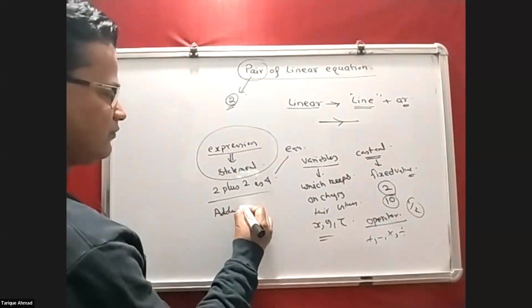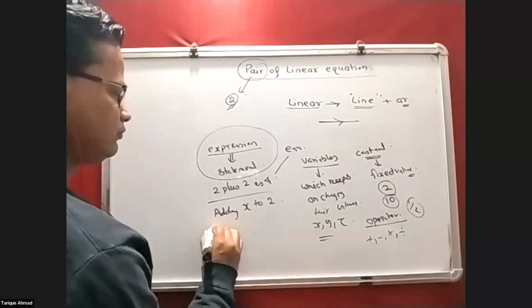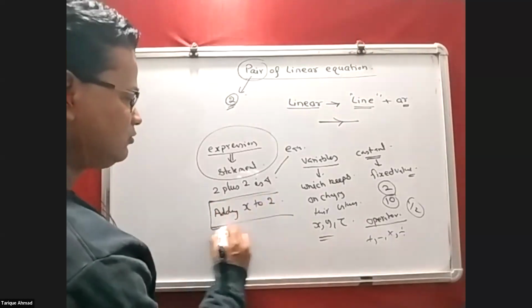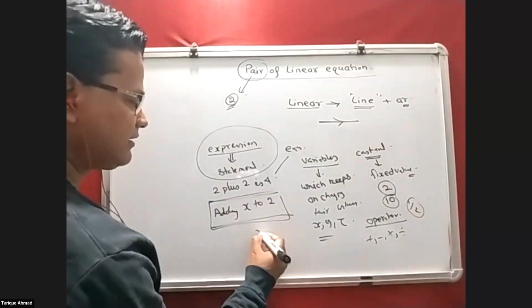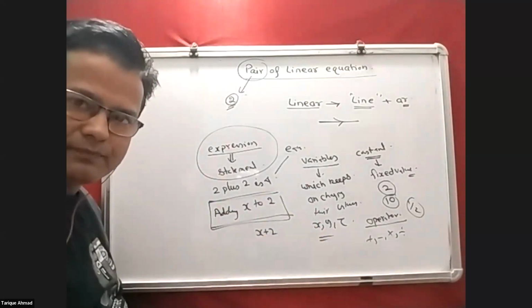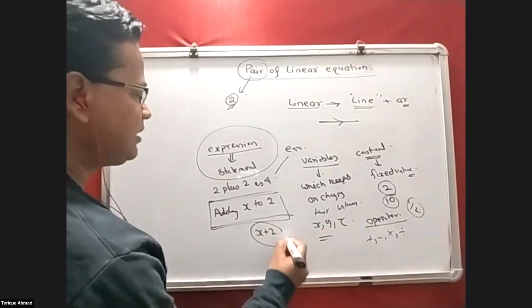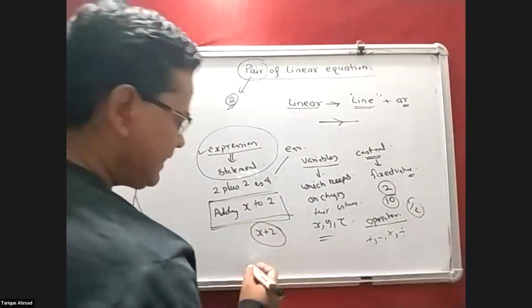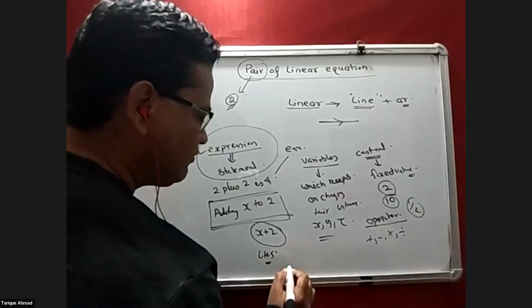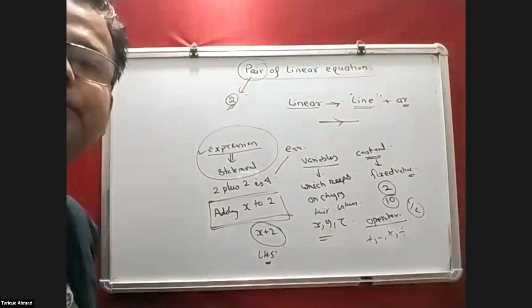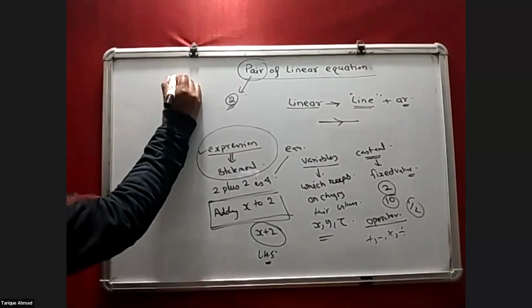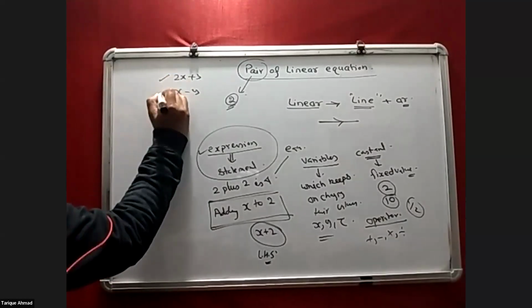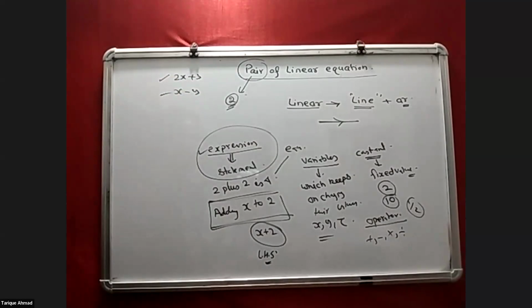Adding x to 2. This is a statement. When we express this using some operator and variables, we can write it as x plus 2. So x plus 2 is an example of an expression. So an expression has just a left hand side. Only one part is there. This we know. 2x plus 3, x minus y. So these are examples of expressions.